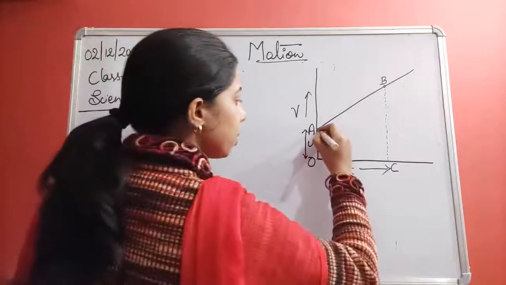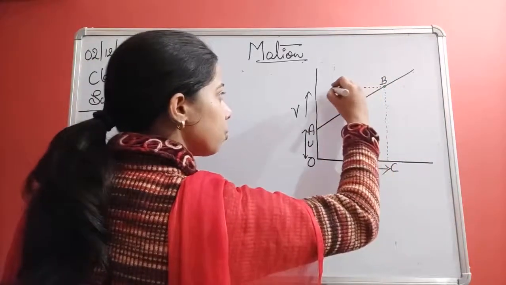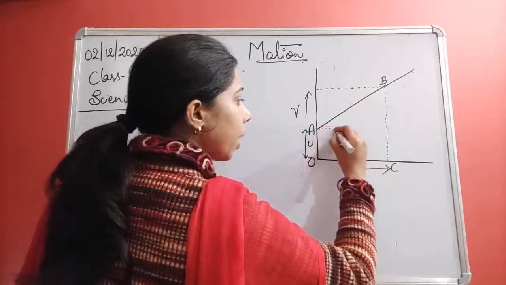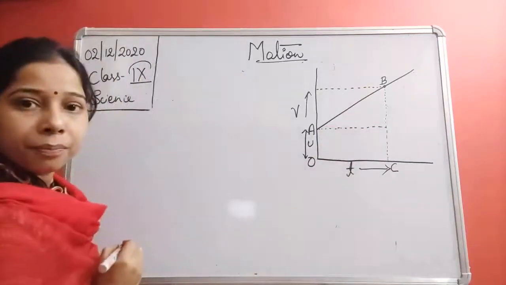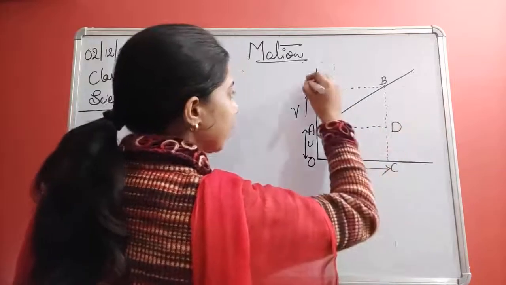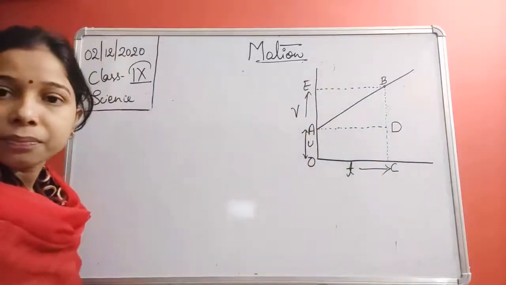Now you see, students, we can draw a perpendicular line to this also, and a perpendicular line from A. So here we can write it like BD, and this is E. Now the graph is completed.